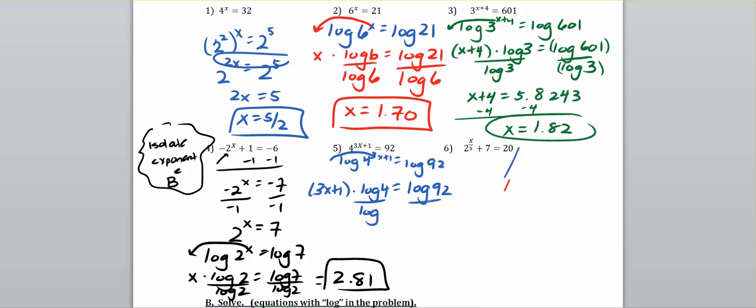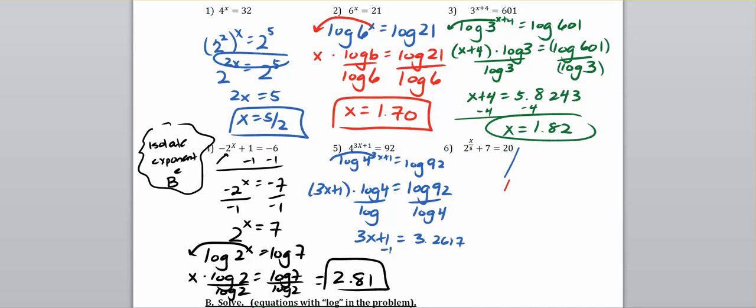So divide by log 4, and I'm going to find out what that is, meaning I'm going to press log of 92 on my calculator, divide by log of 4, and I'm going to get 3x plus 1 equals 3.2617.